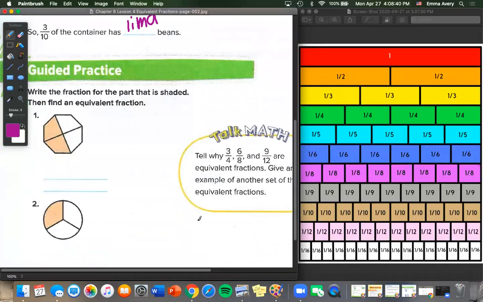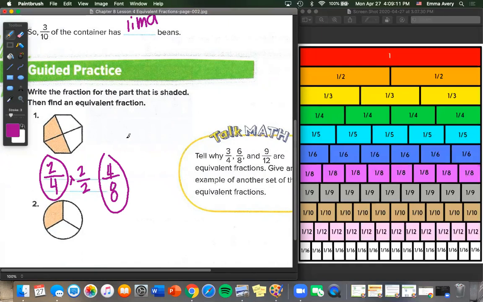On to guided practice. Write the fraction for the part that is shaded, then find an equivalent fraction. So first we have to see how many pieces we have. We have 1, 2, 3, 4 pieces. So 4 goes on our denominator, and we filled in 1, 2. 2 is our numerator. Also, we can multiply each side by 2, and we can get 4 over 8. So these are equivalent fractions. We can also see that half of this shape is colored in. So we can say 1/2 is equivalent.